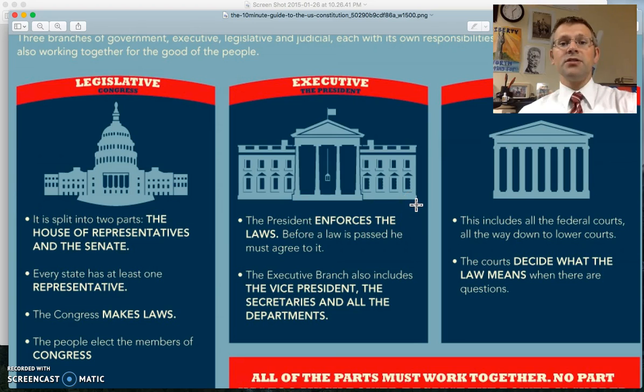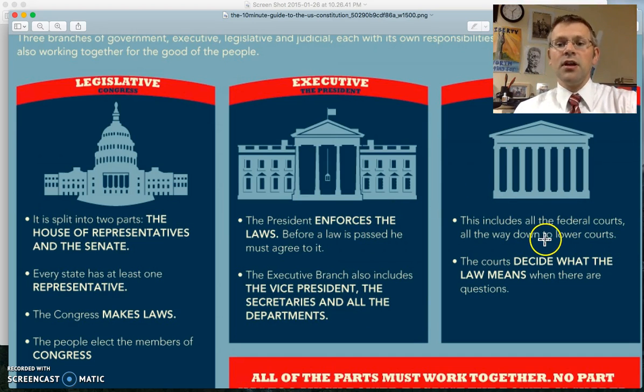And the executive branch is primarily there to enforce the laws. So the president is the most well-known portion of that, but also there's other people like the VP and the cabinet, and there's secretaries and departments that all go to try to enforce or execute. We did this arm cross thing.